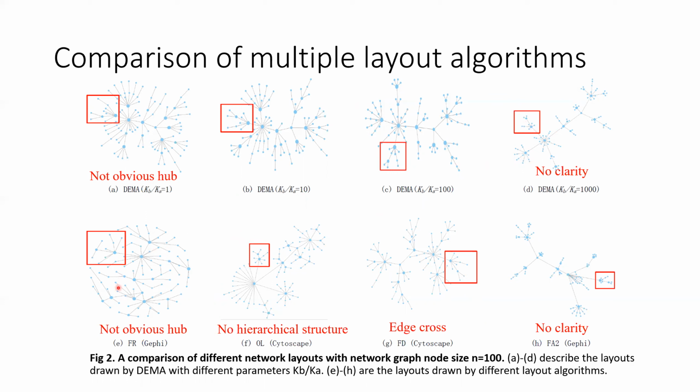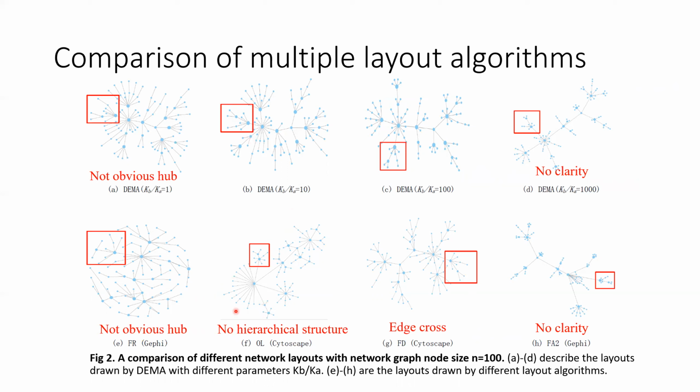Compared with the other layouts shown in graphs E to H, we can see that subgraph E roughly corresponds to A. The issue here is the hubs in the layouts are not obvious in both. F roughly corresponds to D.